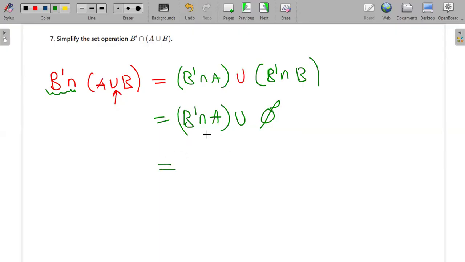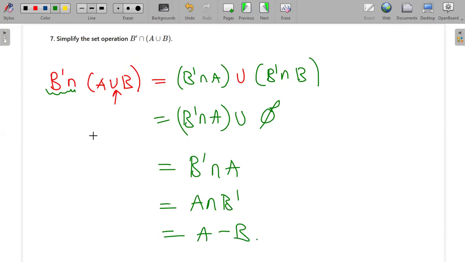But now what is the union of this part with the empty set? Remember, with the union you are grouping everything. So we get the empty set, we group it with the set that we already have there. So that will just be B complement intersection A. And I can write it as A intersection B complement, which is the same as A minus B. So A minus B is the same as whatever we were given there. So any questions there?